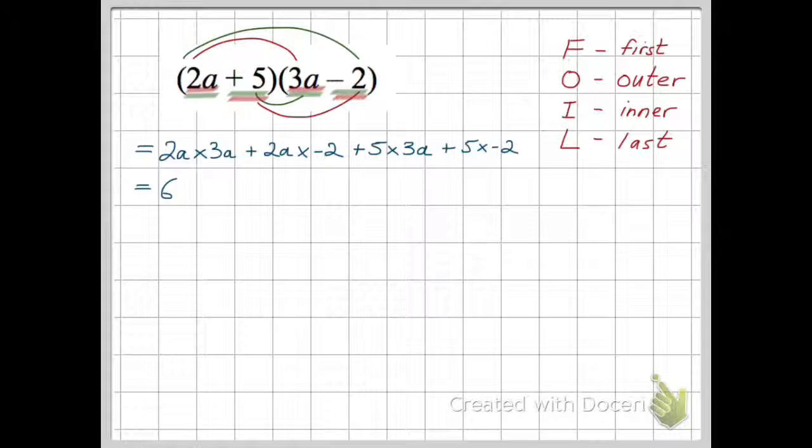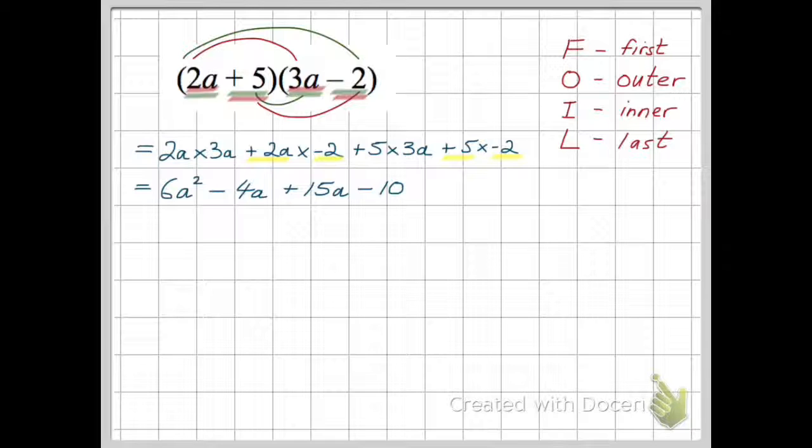So we start with the numbers. 2 times 3 is 6. A times a is a squared. Now in the second multiplication, we have a positive 2 times a negative 2. And a positive times a negative is always a negative. So write a minus sign. 2 by 2 is 4. There's only one factor of a, so we just write a. 5 times 3a is just 15a. And then on the end we have a plus 5 times a negative 2, which is negative 10.